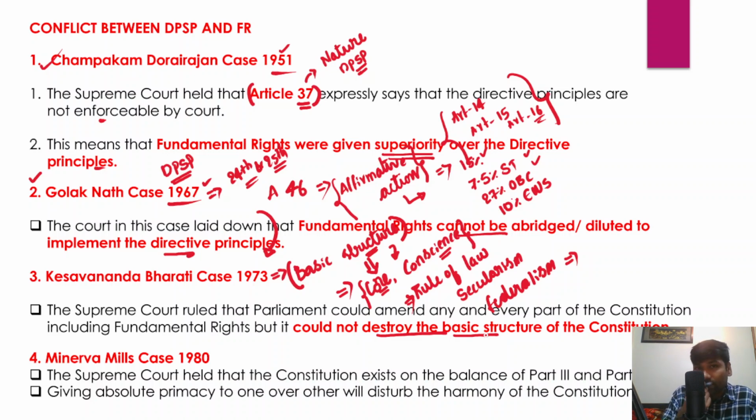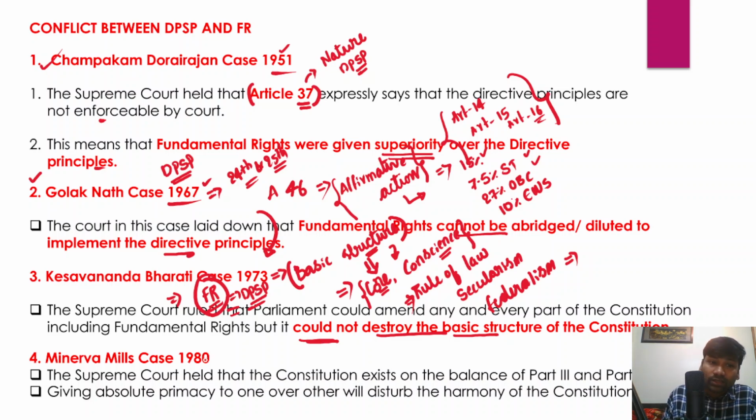So that effectively means that Parliament can actually amend the fundamental rights. So Parliament can amend or abridge the fundamental rights for the implementation of the directive principles of state policy, but with the one condition, that the amendment should not or could not destroy the basic structure of the Constitution.